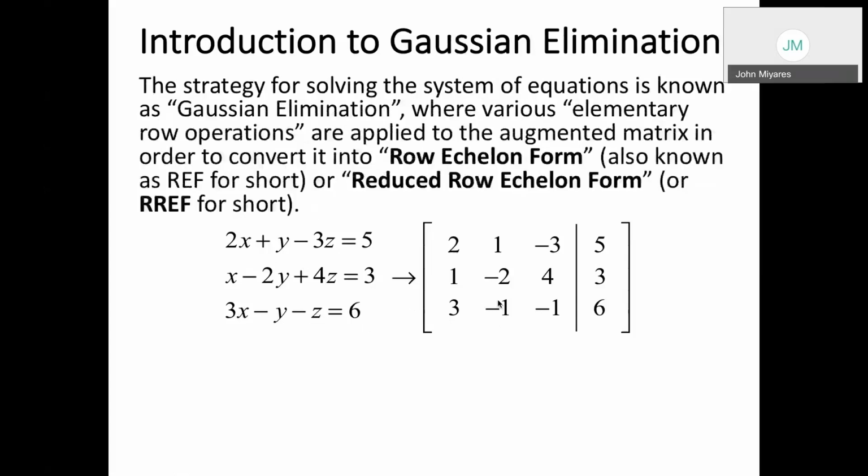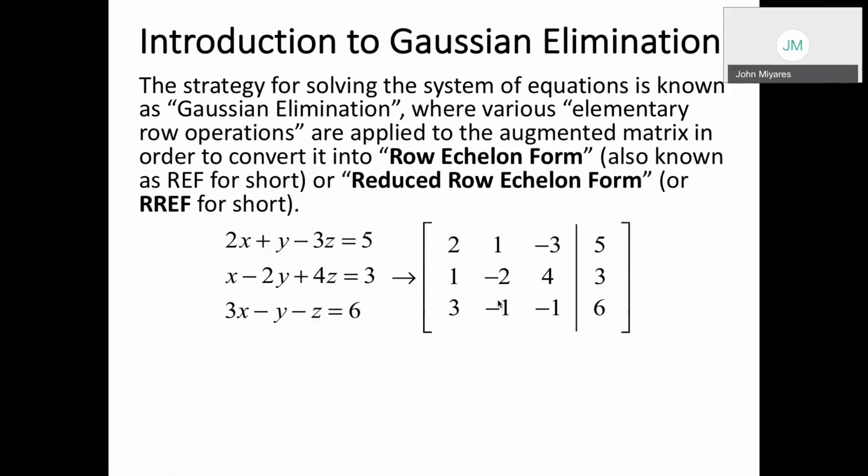The strategy for solving this system of equations that we're going to introduce here is called Gaussian elimination, and it is named after a German mathematician and physicist by the name of Carl Friedrich Gauss, who did most of his work in the early 19th century.